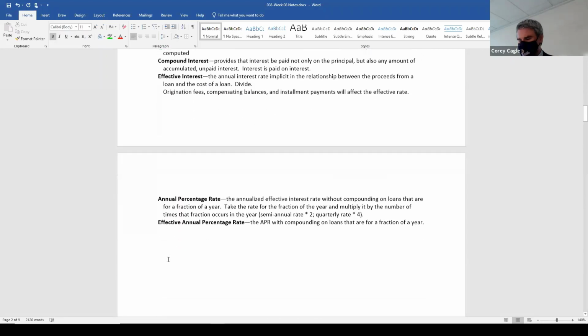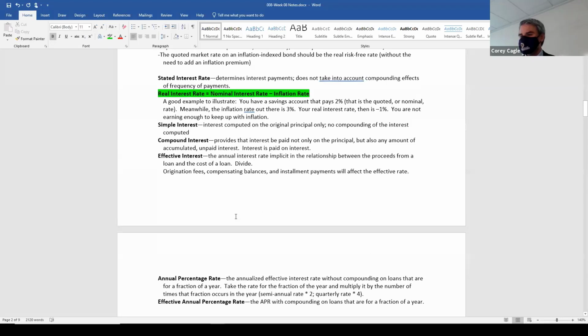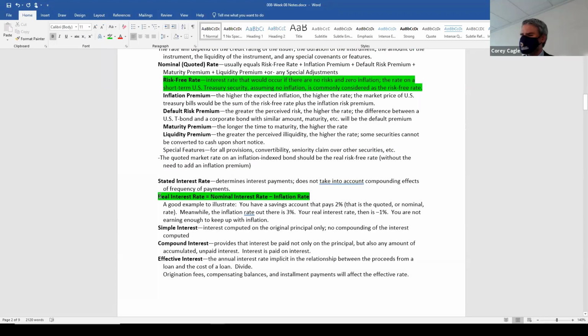We've already done those. And then you've got APR. That's just annualizing the interest rate. When there's a fraction of the year, you've got a semi-annual rate, you'll multiply it by 2. Quarterly rate, you'll multiply it by 4. That's really all they're talking about there. There you go. Just a whole bunch of terms here. Nothing difficult. To me, the hardest thing here is just remembering what they're talking about with real interest rate. Can't always remember that off the top of my head.